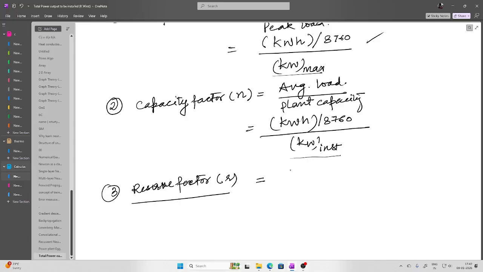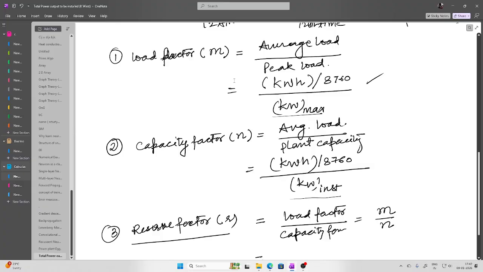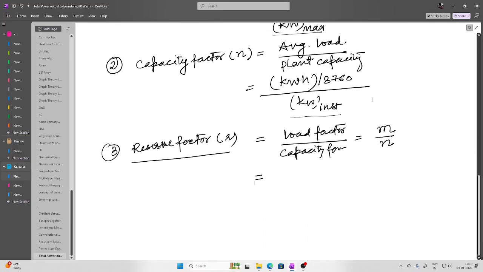It is the ratio of the load factor to that of the capacity factor. So the load factor is M, the capacity factor is N. If you apply these formulas, that is load factor upon capacity factor, the average load and average load will cancel. The plant capacity will come in the numerator and the peak load will come in the denominator. So this is nothing but the kilowatt installed to that of kilowatt maximum.